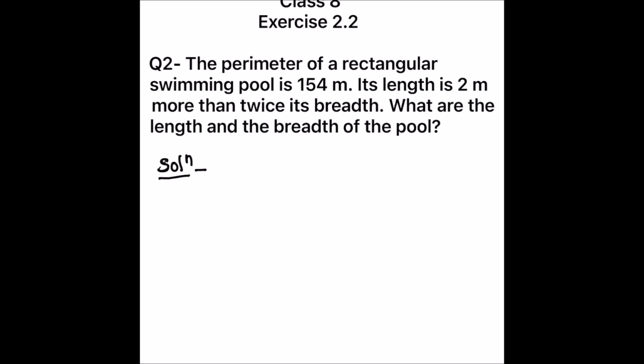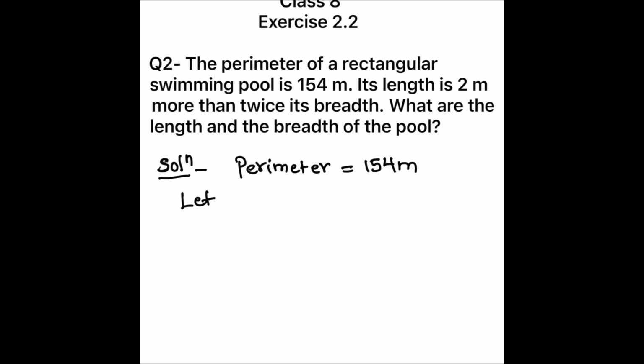It's given that the perimeter of the rectangular field is 154 meters. Perimeter is the sum of all the sides of a rectangle. And the other condition given is length is 2 meters more than twice its breadth. Let's say that the breadth of the rectangular field be x.